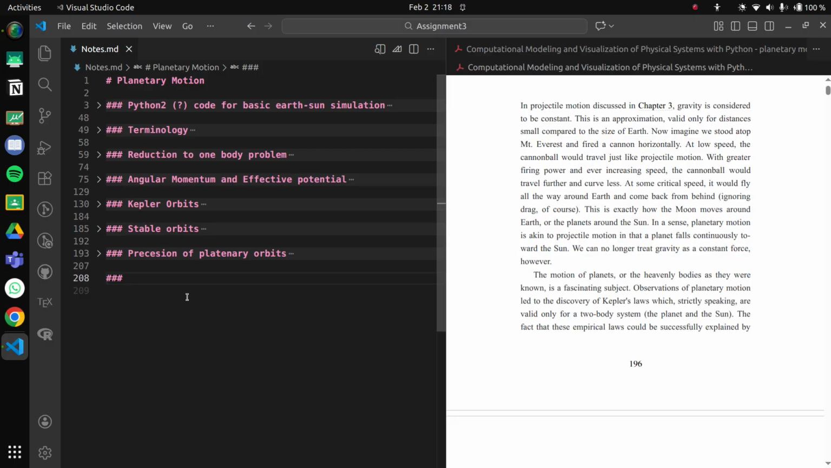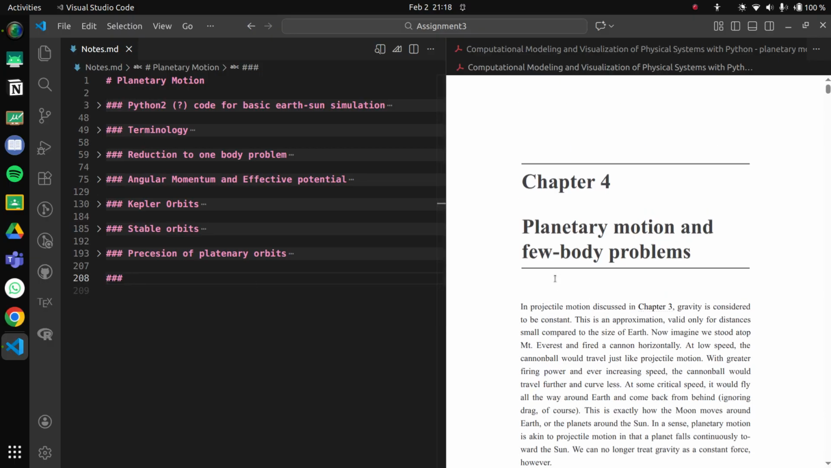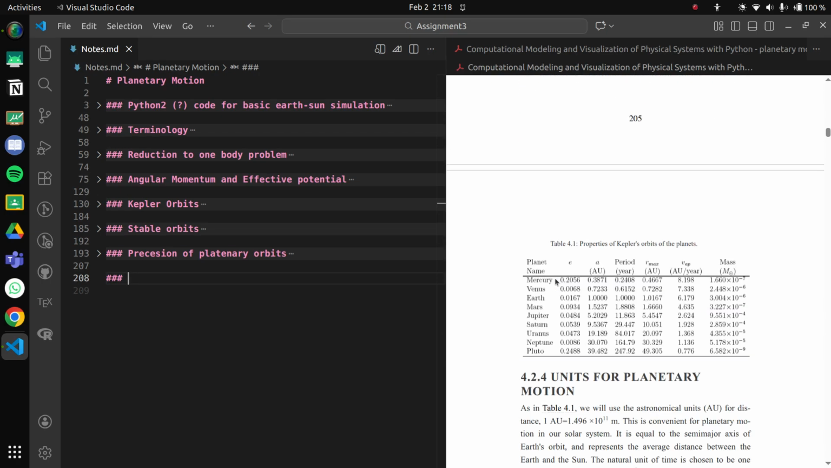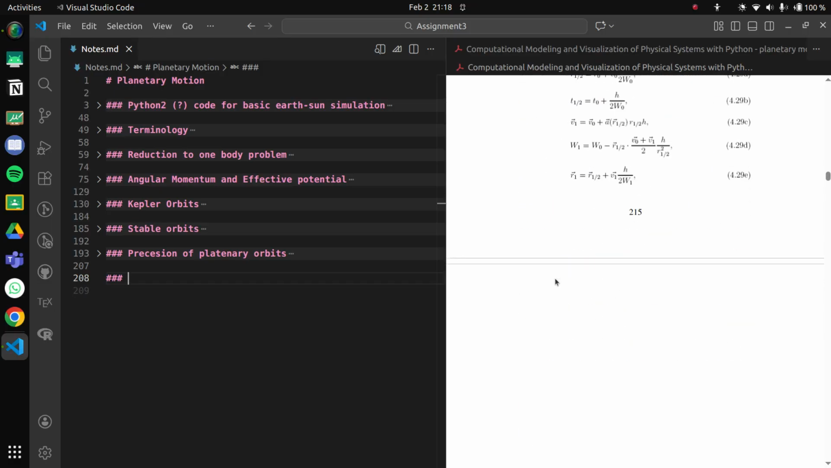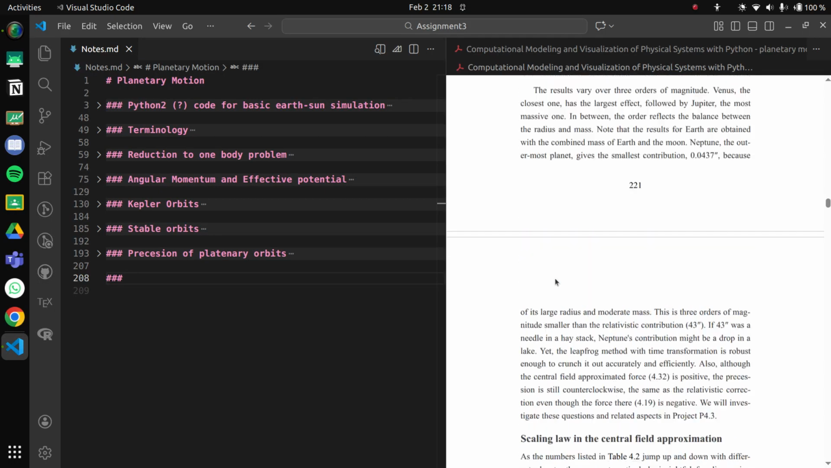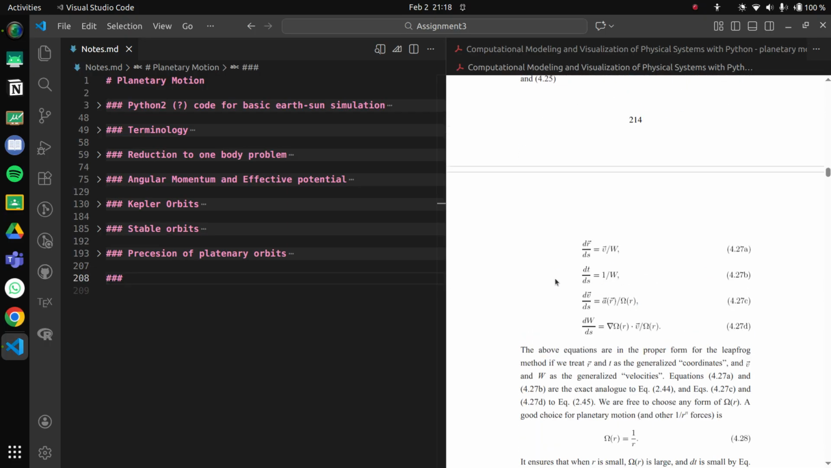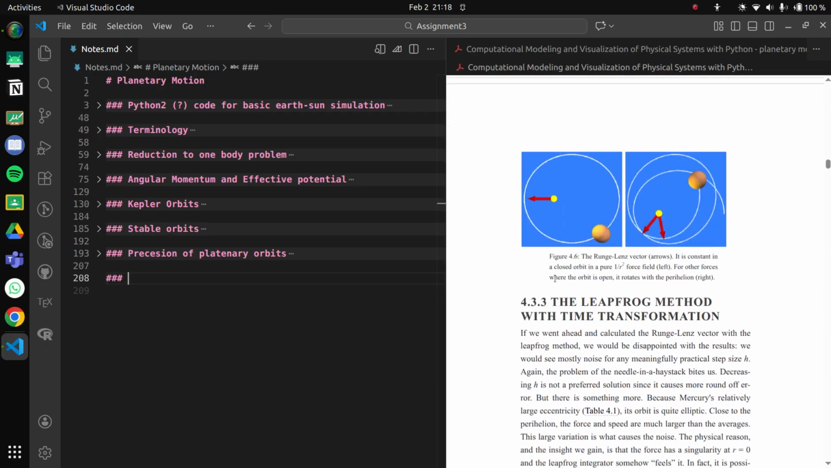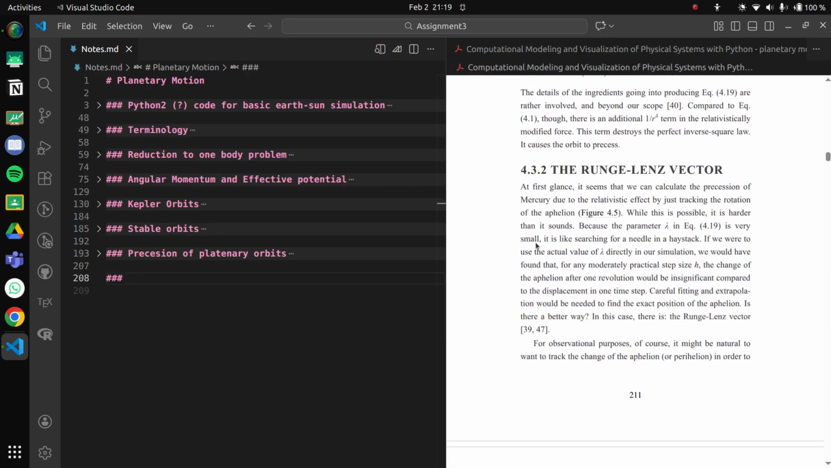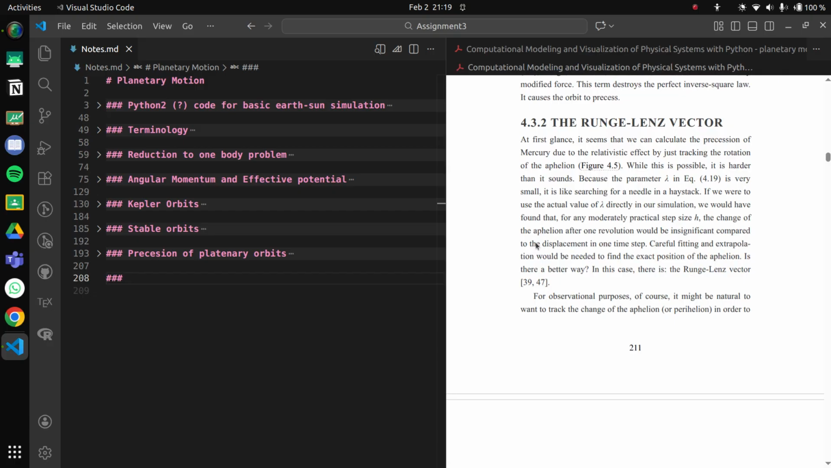Okay, so let's just keep going. Planetary motion, few body problems. We were just starting to read on the Runge-Lenz vector, and this isn't what we want. Yeah, this is what we want. So the Runge-Lenz vector. At first glance, it seems that we can calculate the precession of Mercury relativistically. So I'm just going to write this down.